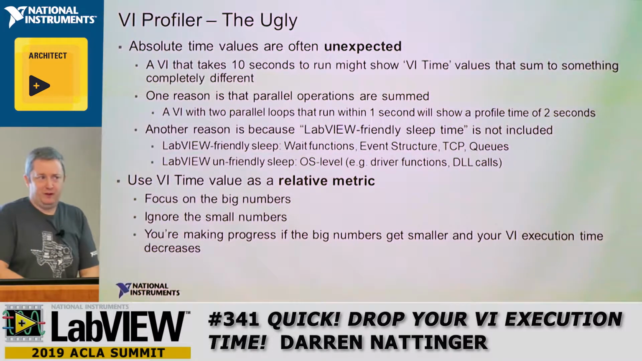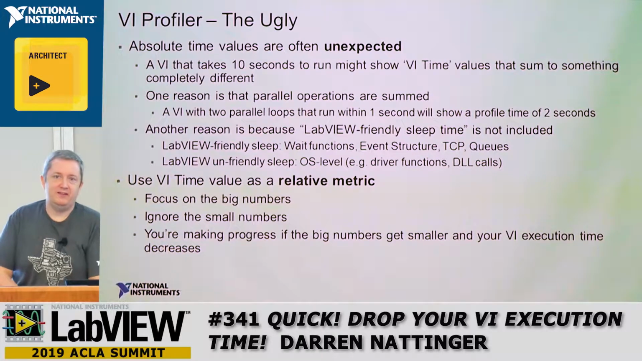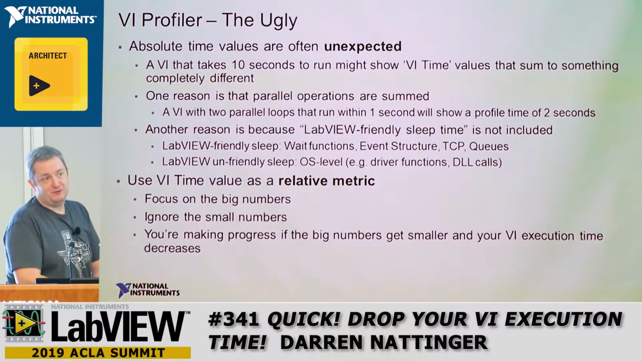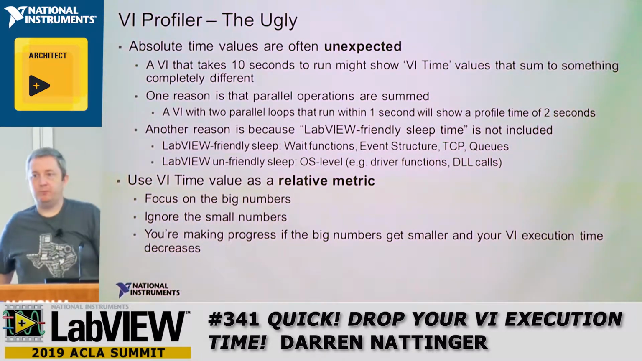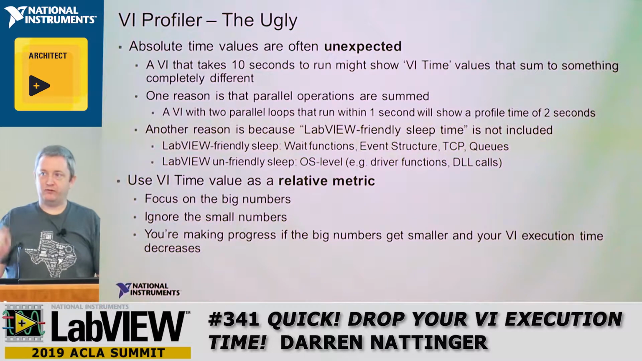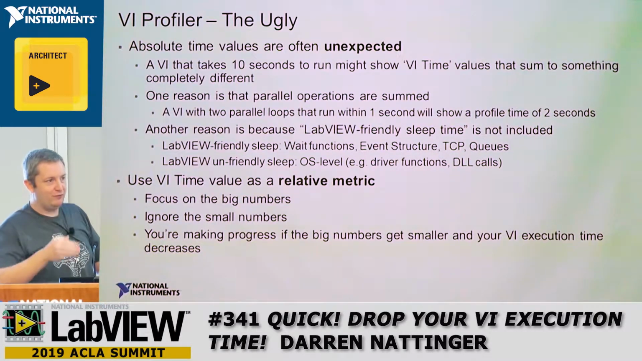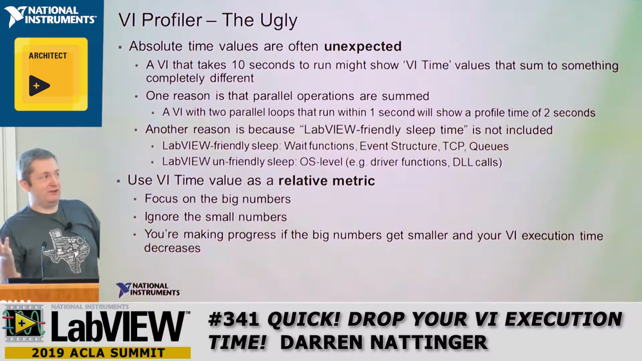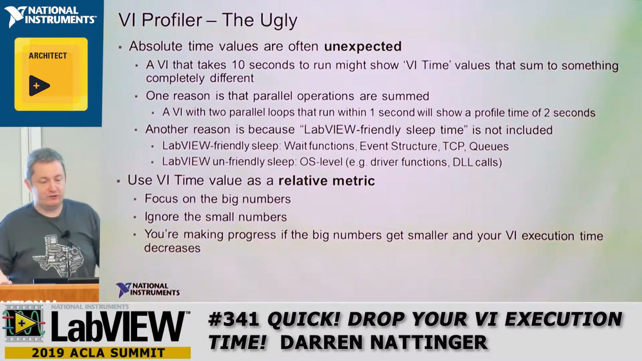So here's the ugly thing about the profiler. The time values that you see in the VI time column can often be unexpected compared to what you thought you would see there. You might have a VI that, once you click the run button, if you had a stopwatch, and then once the VI stopped, you saw it took 10 seconds to run. If you add up all the numbers in the VI time column, you might see 10 seconds, you might see 5 seconds, you might see 20 seconds. It's really weird. But there's a few reasons why that's the case.